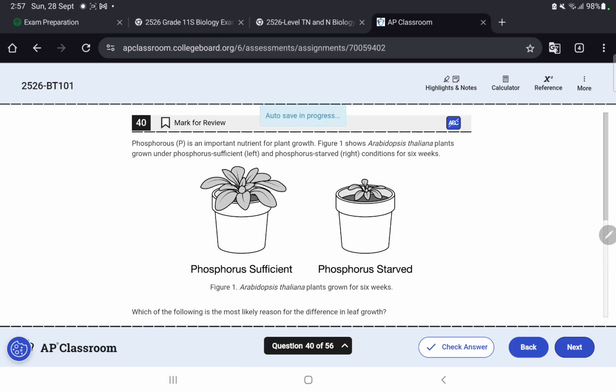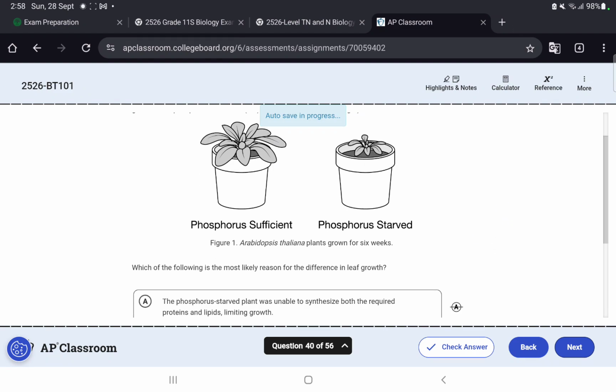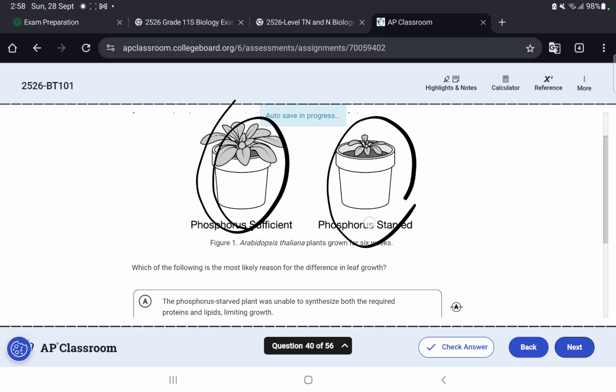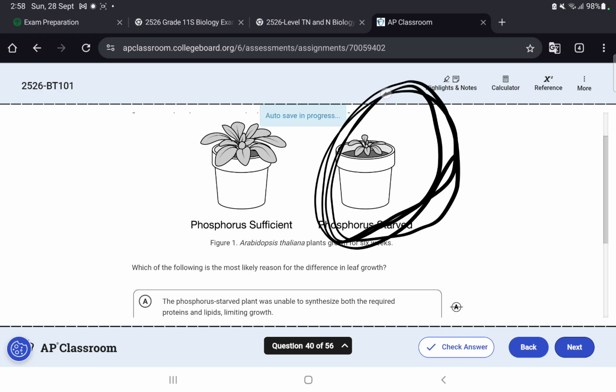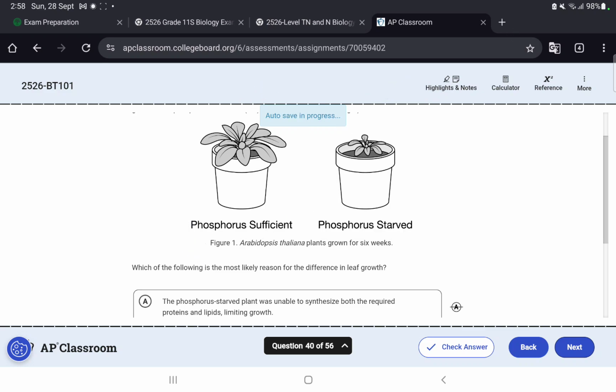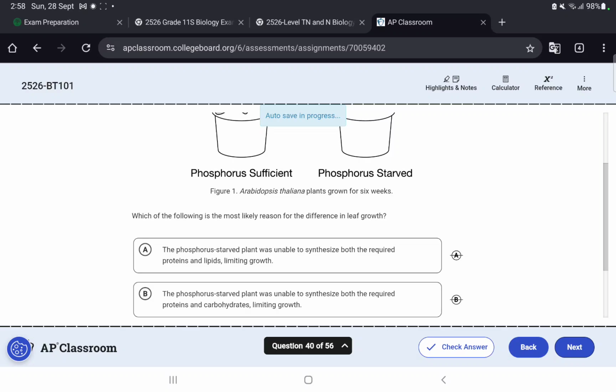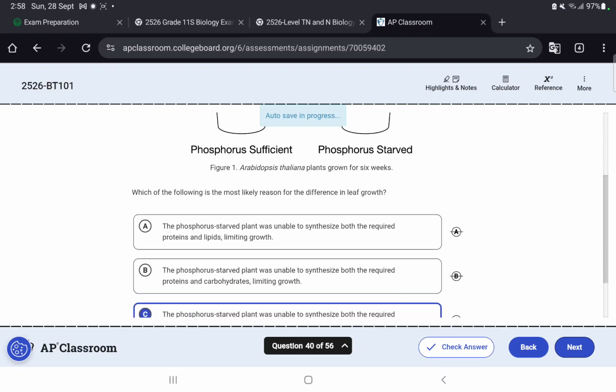Okay. Phosphorus is an important nutrient for plant growth. Figure 1 shows Arabidopsis thaliana plants grown under phosphorus sufficient and phosphorus starved conditions. The phosphorus sufficient is on the left, the phosphorus starved is on the right. So basically what they're telling us is, here there is no phosphorus, here there is phosphorus. Sorry, guys. So remember, left has phosphorus, right does not have phosphorus. So, which of the following is the most likely reason for the difference in leaf growth?